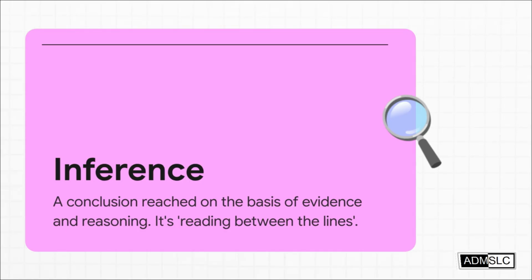And finding that implicit information, that's a skill called inference. Now, don't let the word scare you. All it means is reading between the lines. You just take the clues the writer gives you and make a quick, smart conclusion. And that skill right there is what separates simple listing from real grade 9 analysis.